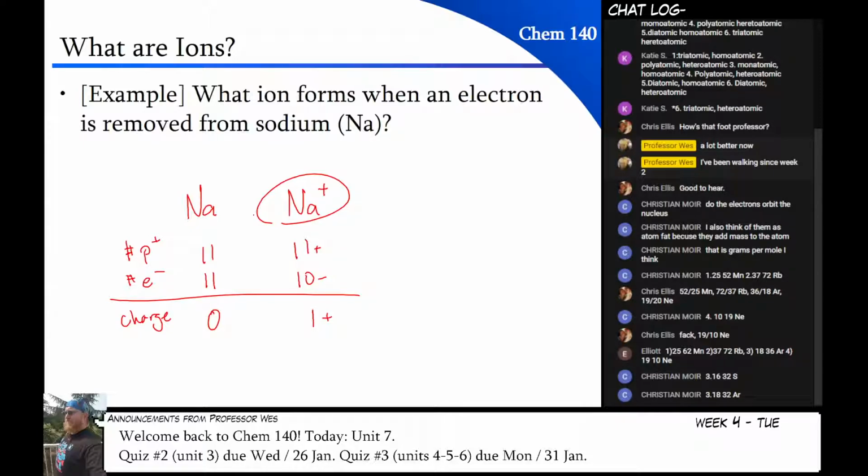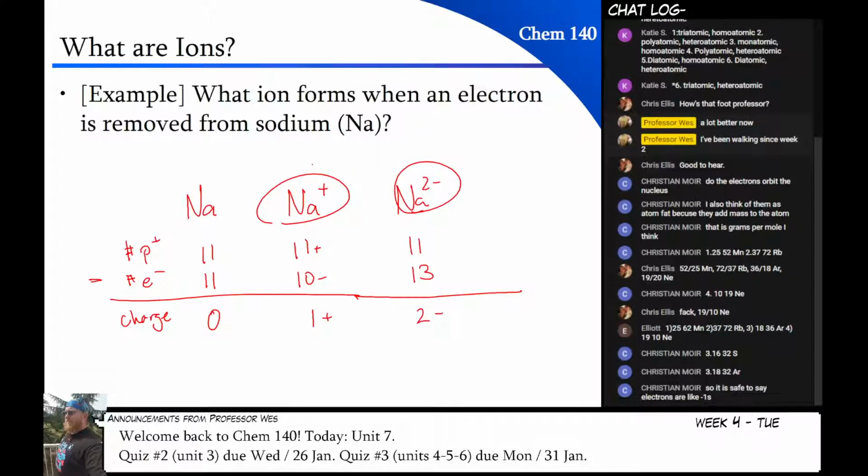Now, you could do this with any combination of protons and electrons. In fact, you could just do protons minus electrons will give you the charge. So if I had something like this, 11 minus 13 is negative 2. So this would be a sodium that has gained 2 electrons. Okay, so this is the answer for this problem. This is just an extra one that I did.